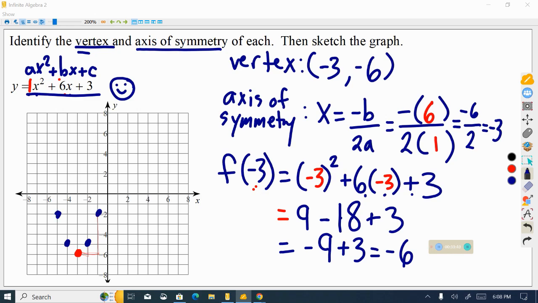And if I go over 3, like we said, if I go over 1, I go up 1 squared. If I go over 2, I go up 2 squared. If I go over 3, I go up 3 squared. And 3 squared is 9. And so we go up 1, 2, 3, 4, 5, 6, 7, 8, 9. And I put that point down, and I know I'll have the same thing on the other side of my axis of symmetry. Okay? Then we should, of course, connect all of these points with a smooth continuous curve. And then there we go.